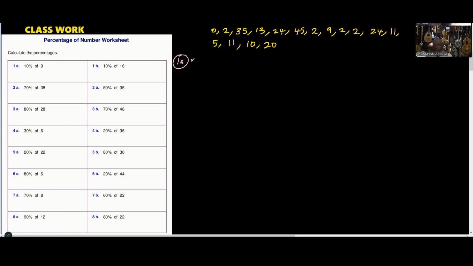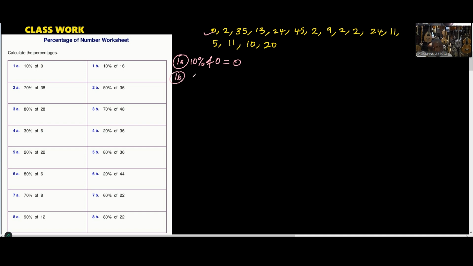It says, what is 10% of zero? Because "of" simply means times. When we multiply anything by zero, we get zero. So that means your first answer is correct.